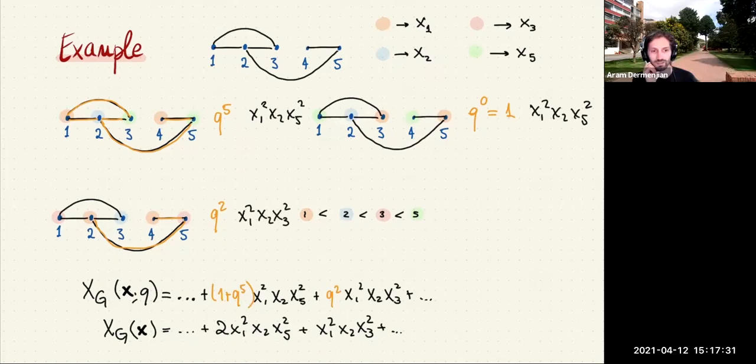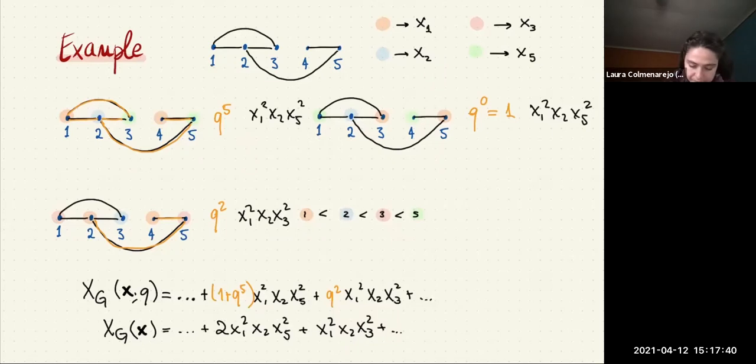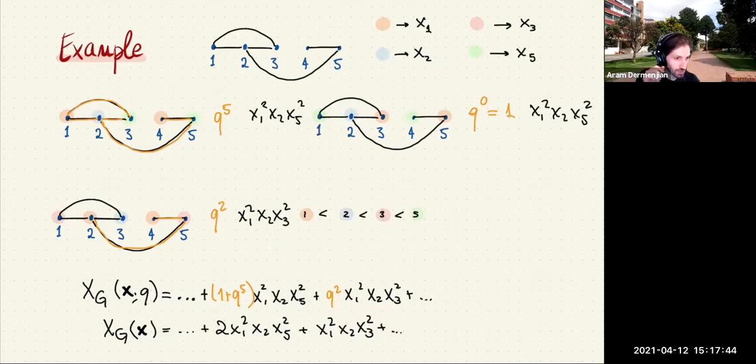Which, Laura, shouldn't the coefficient be q cubed because the orange is less than the blue as well, from 2 to 3? Oh yes. Thank you. And the question in the chat was the same thing. Never mind. Okay. Yeah, that was the same.